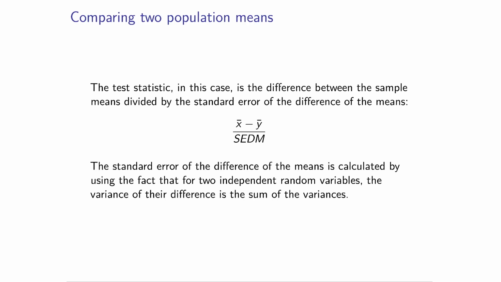The test statistic in this case is the difference between the sample means divided by the standard error of the difference of the means, which we denote SEDM. The standard error of the difference of the means is calculated by using the fact that for two independent random variables, the variance of their difference is the sum of the variances.